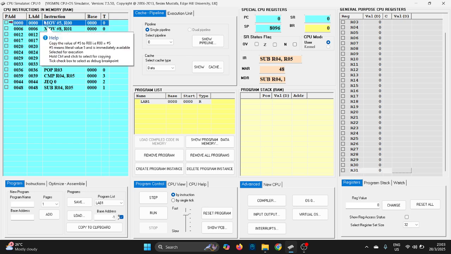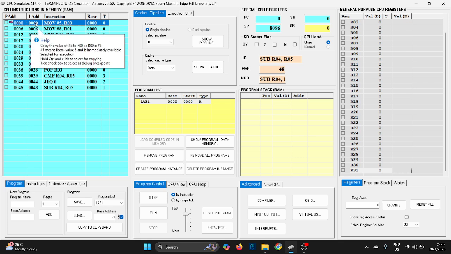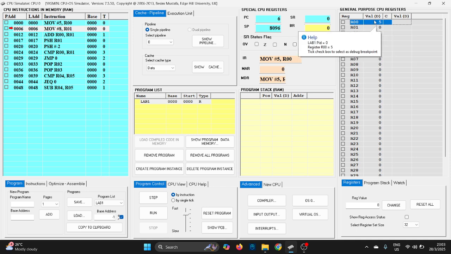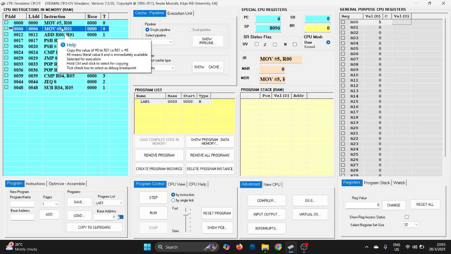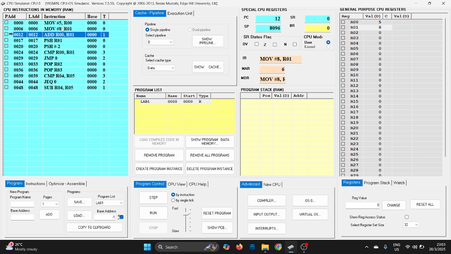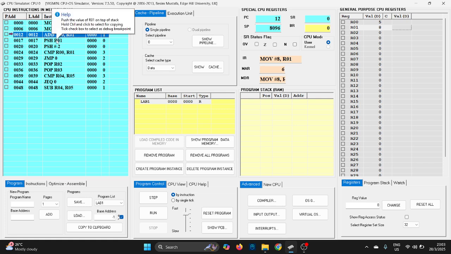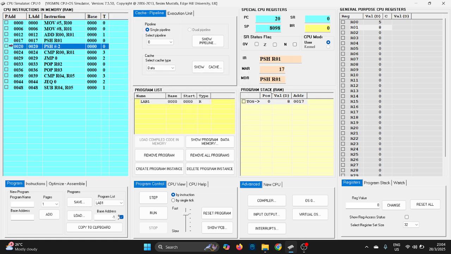So from the instruction at address 0000, when I push the instruction move #5 R00, the value at register R00 becomes 5. Next, I push the instruction move #add at R01, so the R01 value is changed to 8. Next, I push R01. At the program stack, the value 8 is changed to the address 0017.